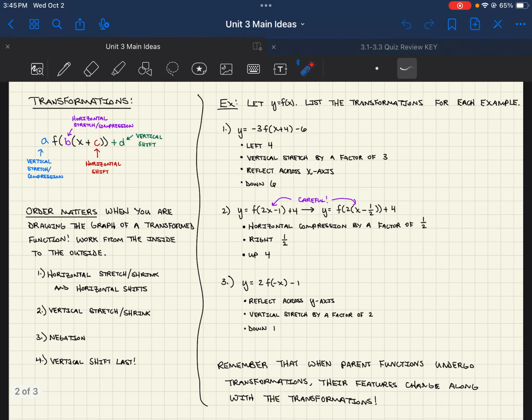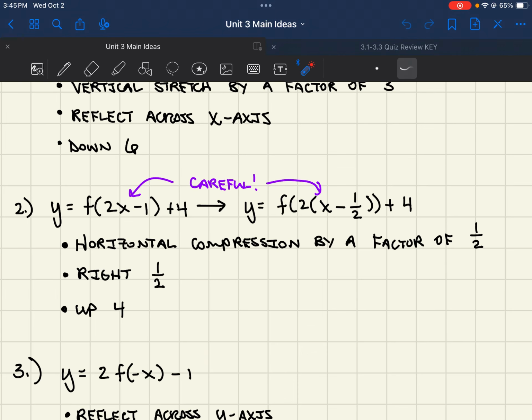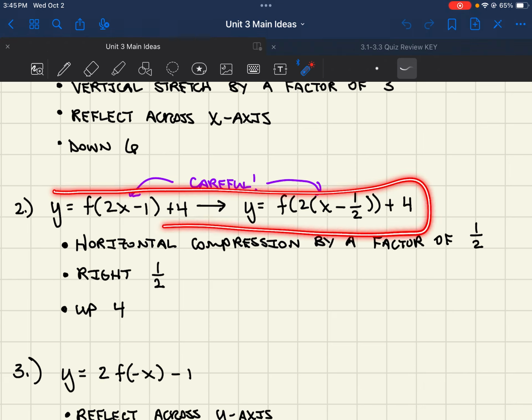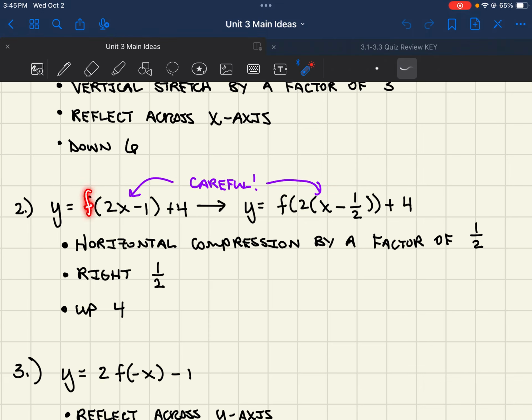One of the things I definitely pay attention to on the second page, you want to be careful sometimes when you're looking at functions like this. If I have some stuff happening inside the function, like for example, if my function here was f of 2x minus 1 plus 4, this 2 would need to be factored out.